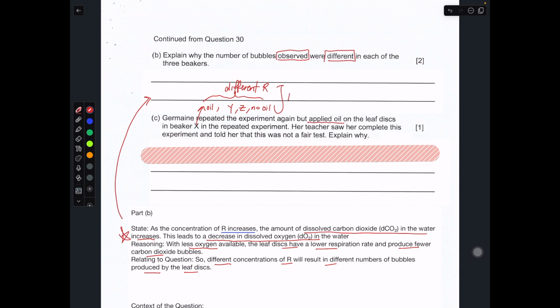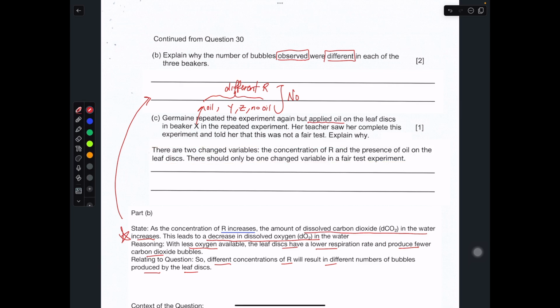No, straight away no, because there are now two changed variables. In a fair test scenario, there can only be one changed variable, and this is how you could have answered it. There are two changed variables, okay, here you can put a comma: the concentration of R and the presence of oil on the leaf disc. So you must state this part.